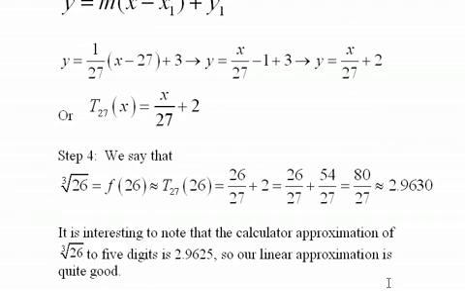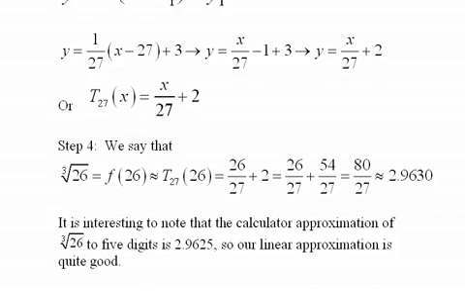So this is our approximation for the cube root of 26. It is interesting to note that the calculator approximation of the cube root of 26 to 5 digits is 2.9625, and the calculator approximation of 80/27 is 2.9630. They're very close. So we came very close to our original target of the cube root of 26, and we evaluated it in a line, not in a cube root function, notice.